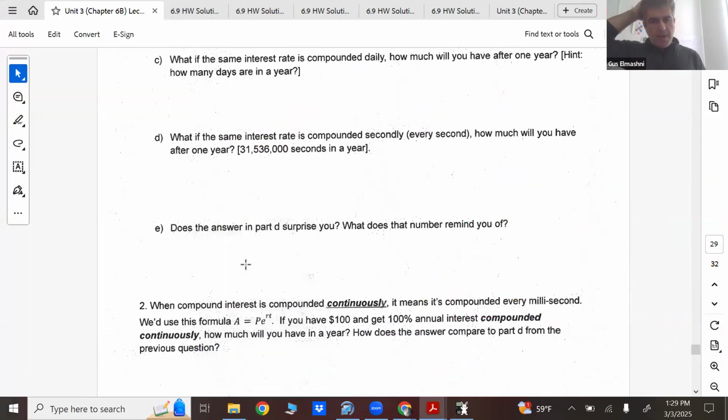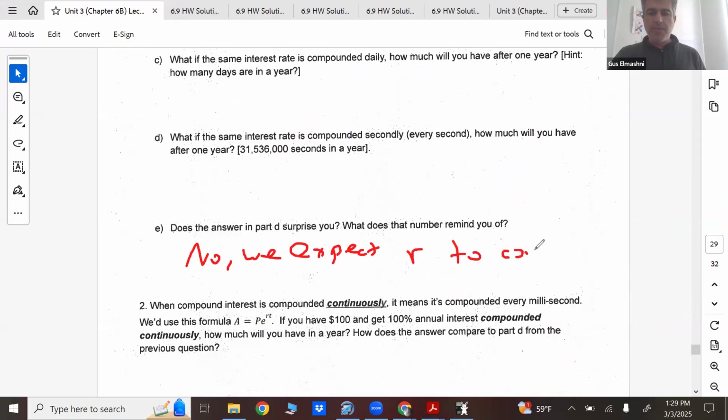Okay, does the answer to part 2 surprise you? No. We expect R to converge to a particular number as n gets larger.